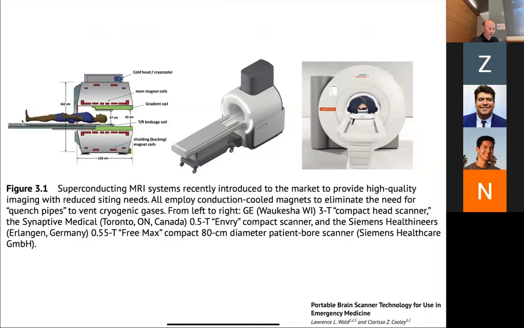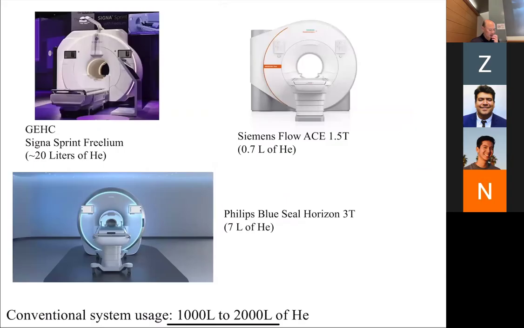So one of the things that people are doing is trying to make it so that you don't need as much helium. You have these what are called conduction cooled magnets that are just really good at taking heat away from the magnet. That's one trend. And in fact, these are 3 magnets that were just introduced this year. One from GE, one from Siemens, and one from Philips.